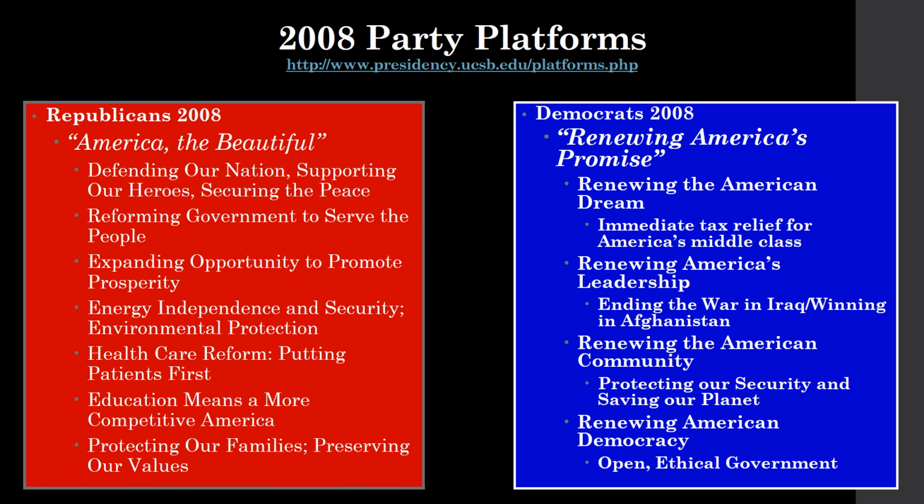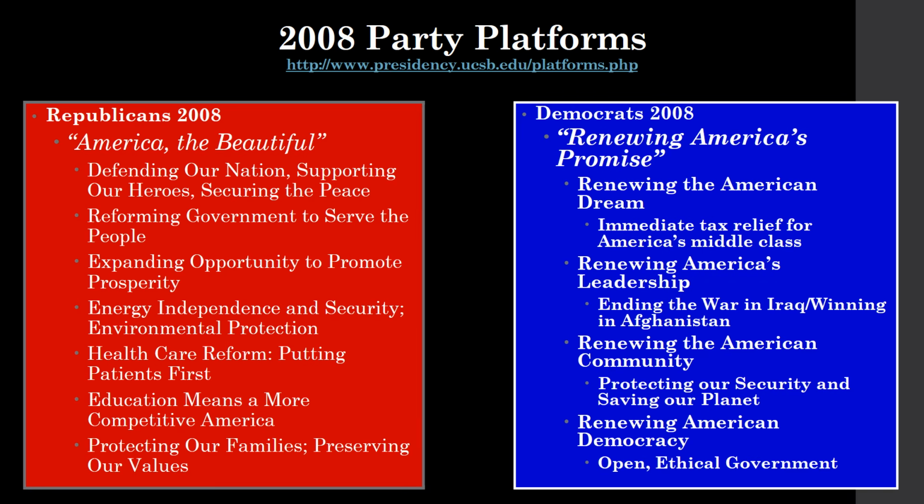So, for example, in 2008, Obama was this young, up-and-coming politician who many found inspiring. He also visibly represented change in that he was going to be the first African-American president, and so on. And you saw that theme or message carried into the platform: renewing America's promise, renewing the American dream, because one of the major messages of Barack Obama was hope and change. So you can see this theme carried out throughout the platform.